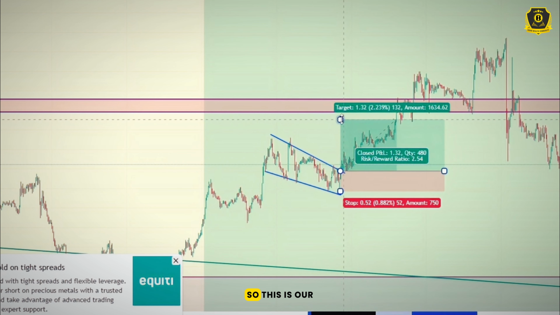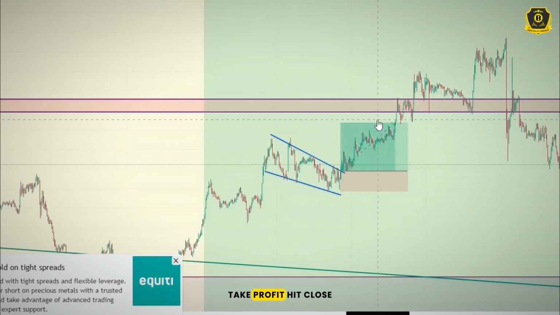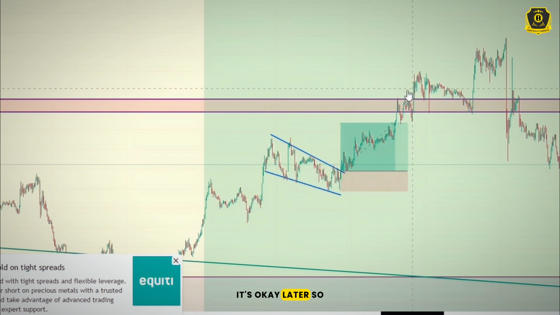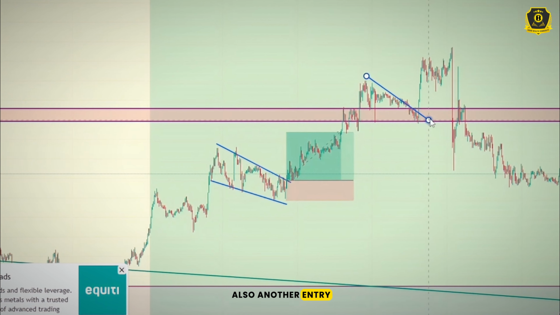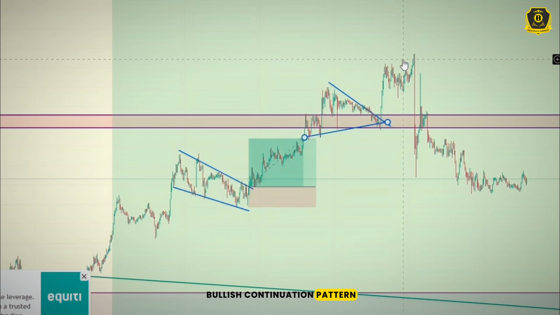So this is our take profit. Take profit hit, close the trade. Don't wait, it will go up more. It's okay, later we can find another entry zone. For example, here is also another entry. This is also a pattern, the bullish continuation pattern. So we can find it this way.